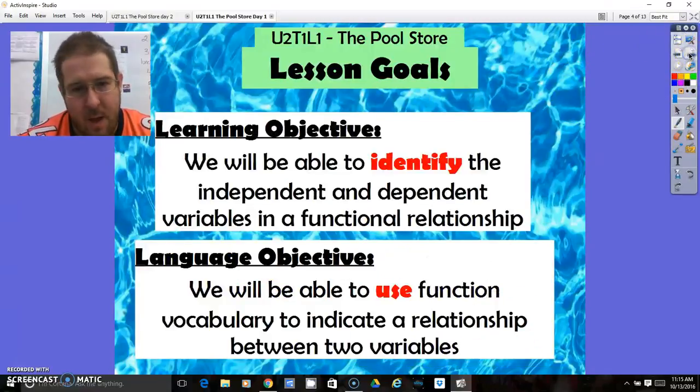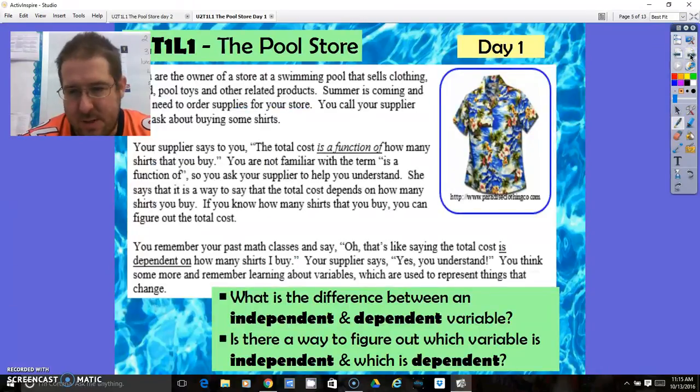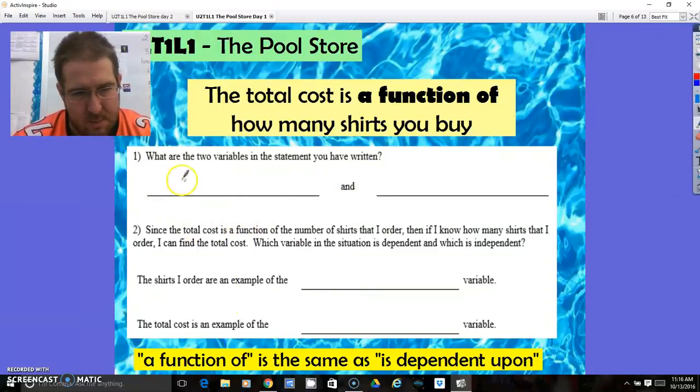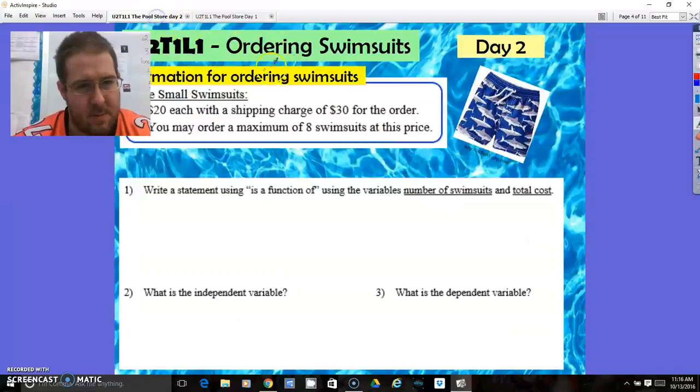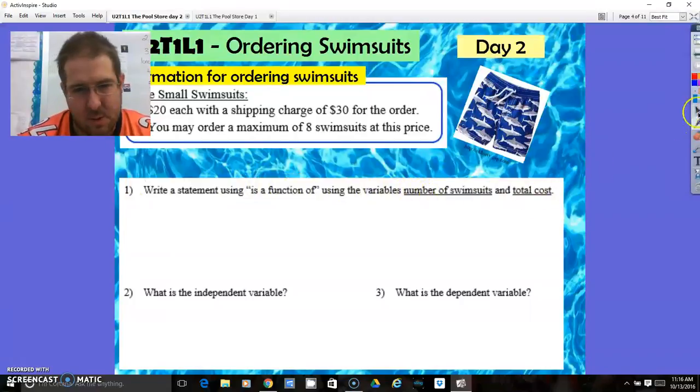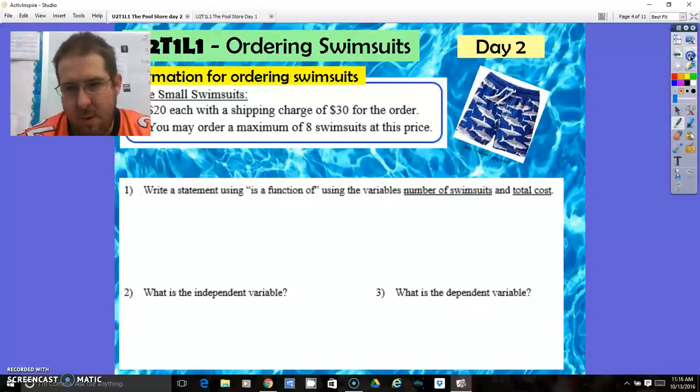All right, so we're going to continue talking about functional statements and function notation. This video is a little bit more about function notation. This is the second side of the first lesson. So same thing as we had just done before. So the total cost is a function of how many shirts you buy. Oops, that's the last video. I'm sorry. There we go. So you write a statement using a function of the variable number of swimsuits and total cost. Just did that for the warm-up.